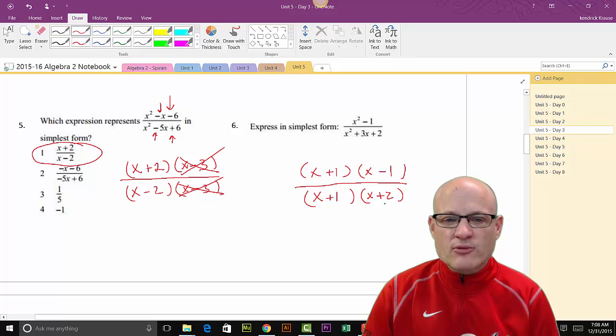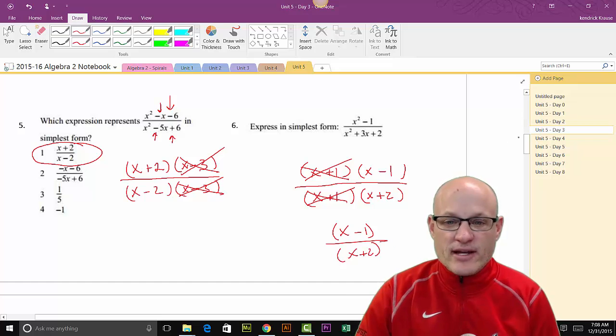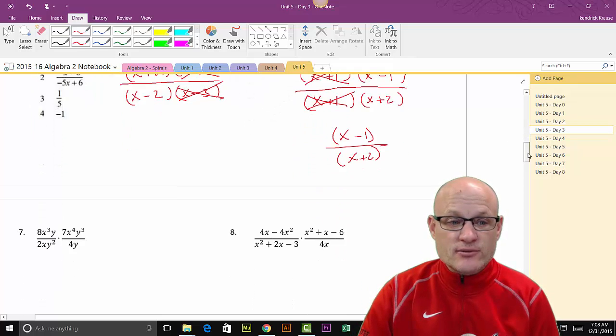So x plus 2, x plus 1. These cancel, and my answer is x minus 1 over x plus 2. Remember, anytime you have adding and subtracting, you cannot cancel.